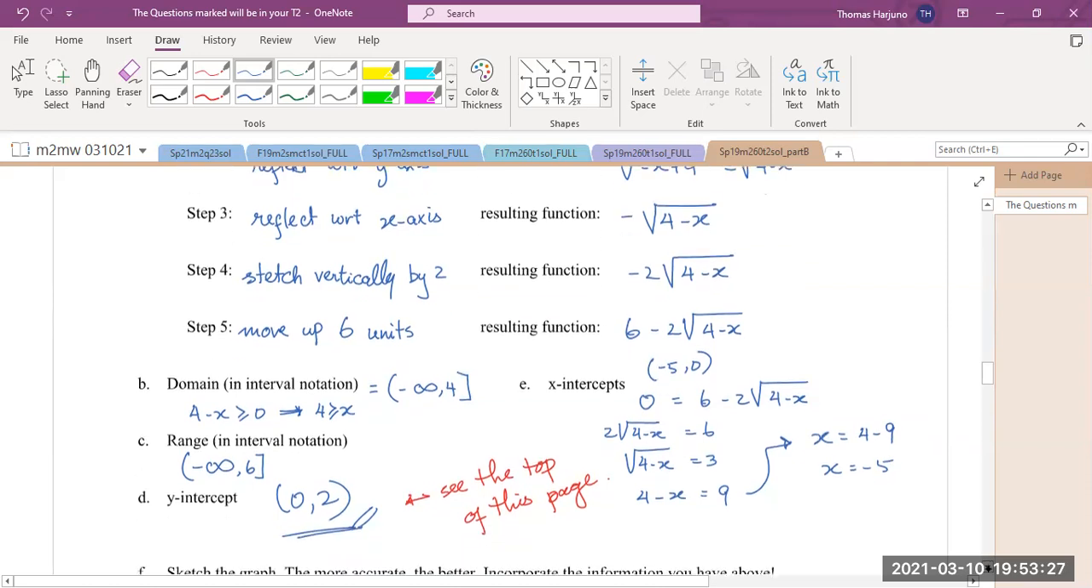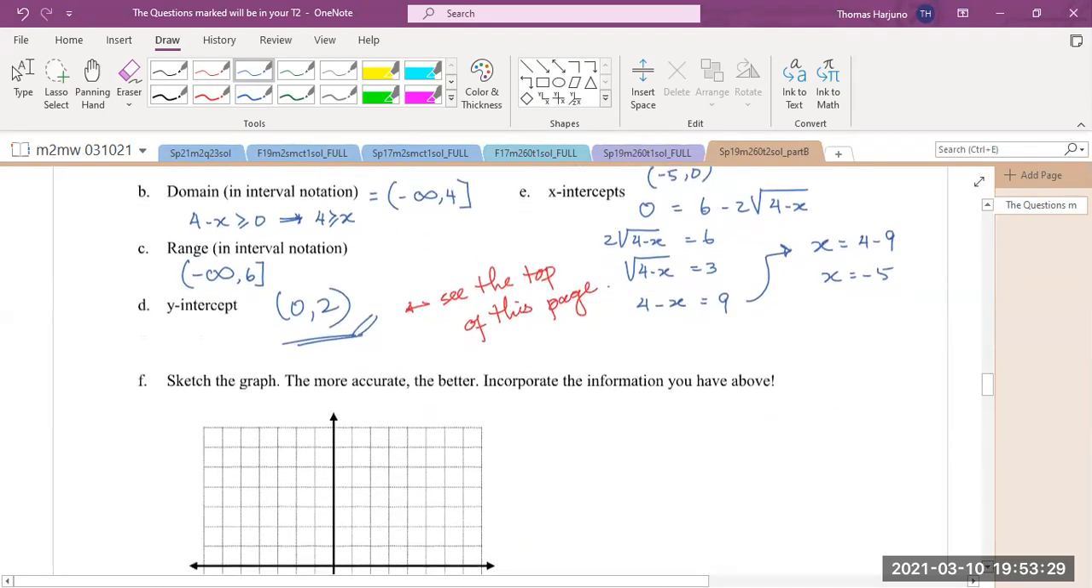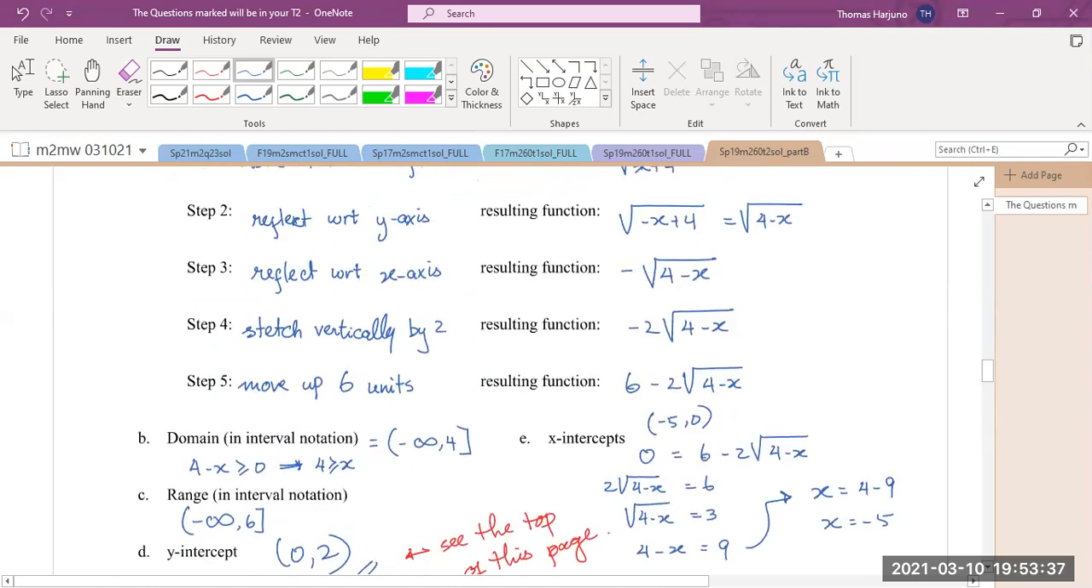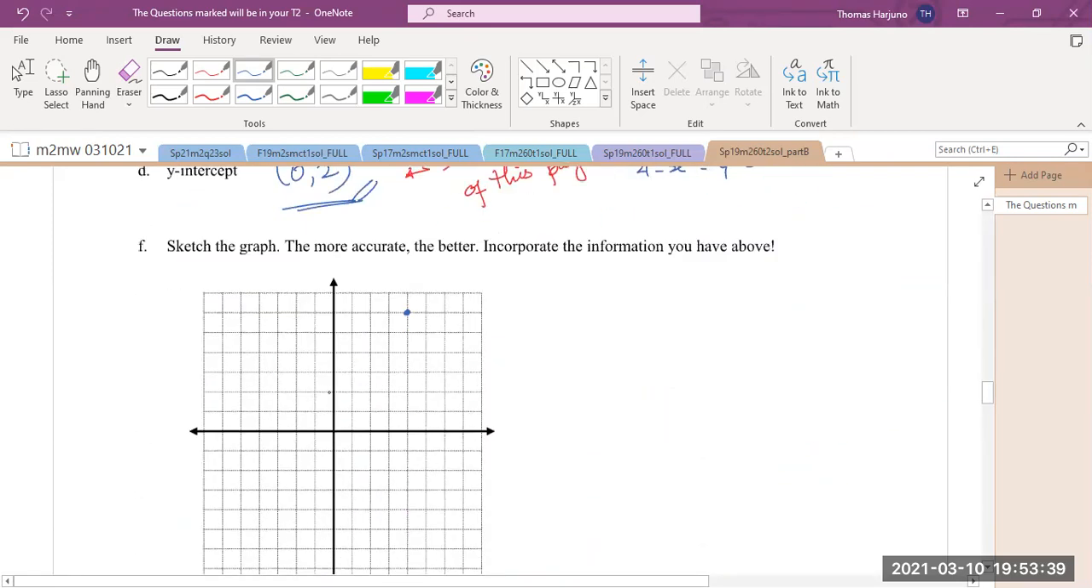I believe the one after this is graphing. The vertex is 4, 6. It's here. That's 4, 6. And then the y-intercept is 0, 2. X-intercept, negative 5, 0. Okay, and this is the function.